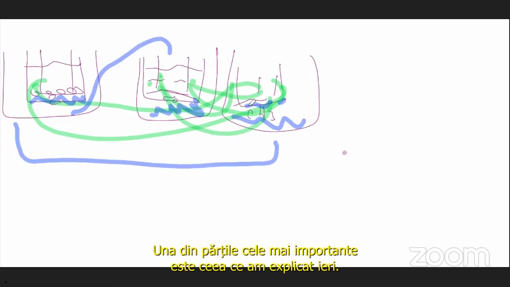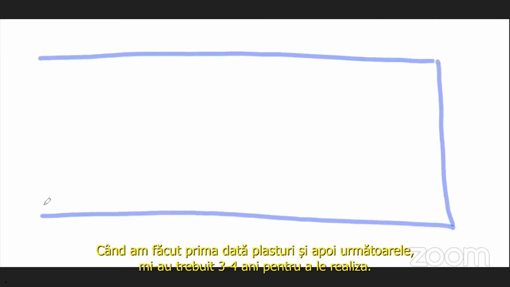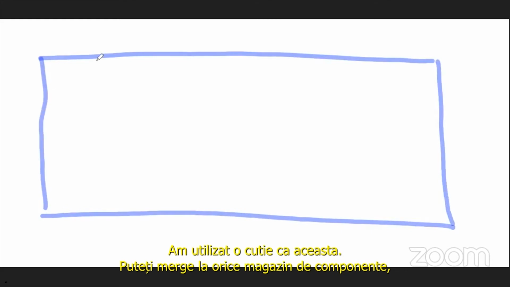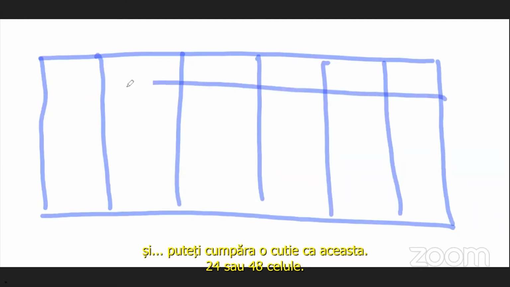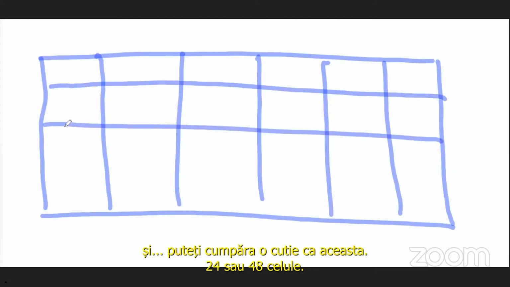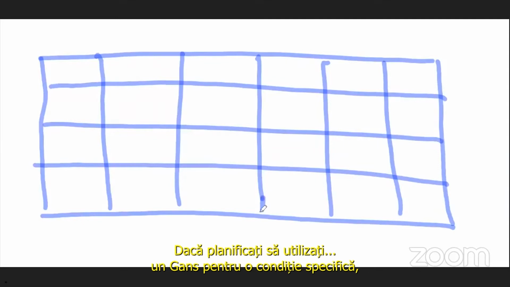One of the important parts, I was explaining yesterday, is that when I made the first batches and the following, it took me 3-4 years to develop this. I use a box like this. You can go to any hardware shop and you can buy a box like this, 24 or 48 divisions.